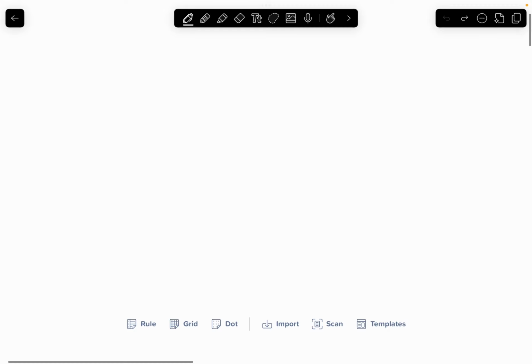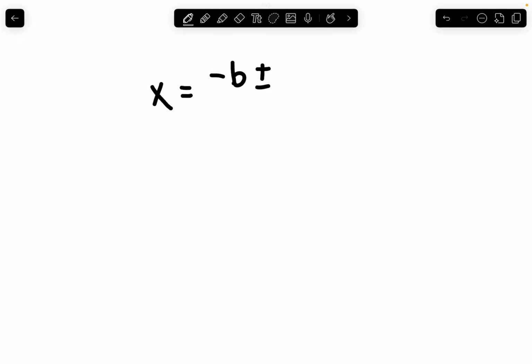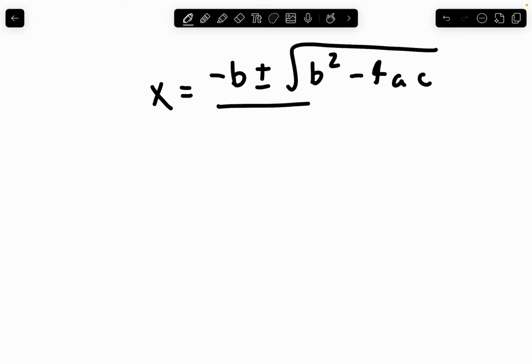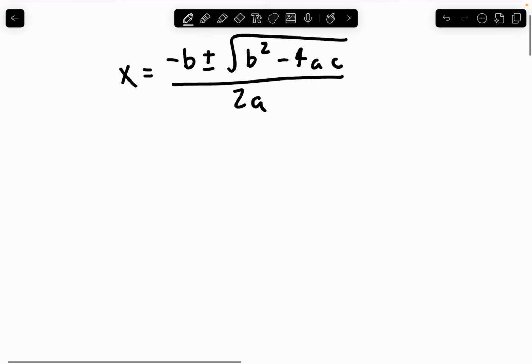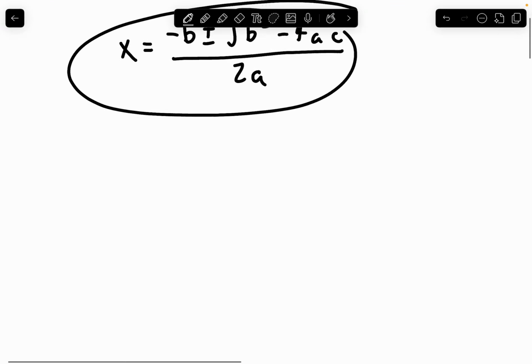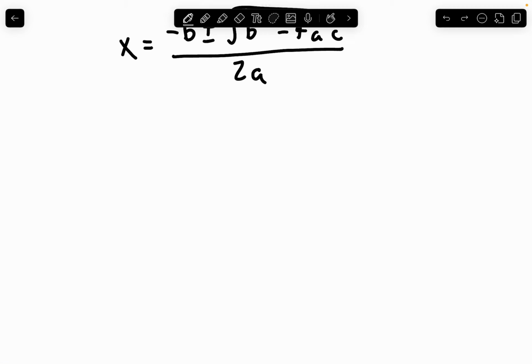So we want to derive the quadratic formula, which is x is equal to the opposite of b plus or minus the square root of b squared minus 4ac, over 2a. And this is composed of standard form, which is ax squared plus bx plus c is equal to 0.